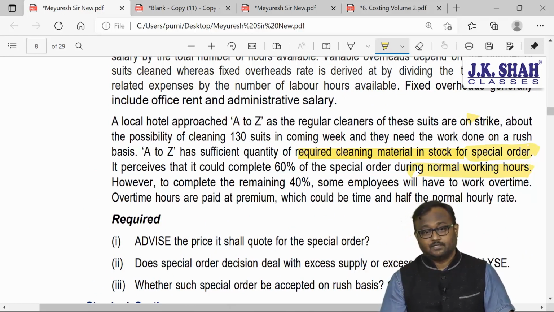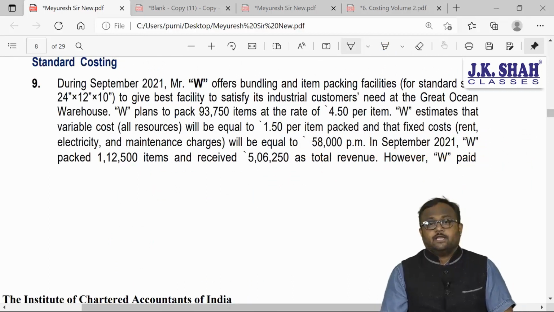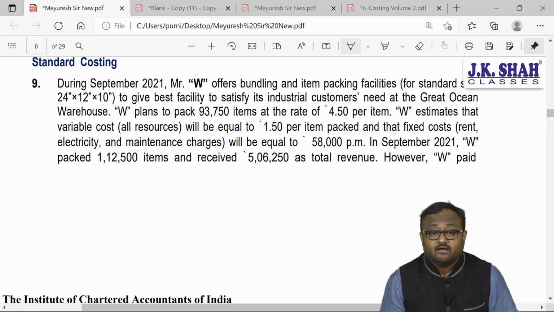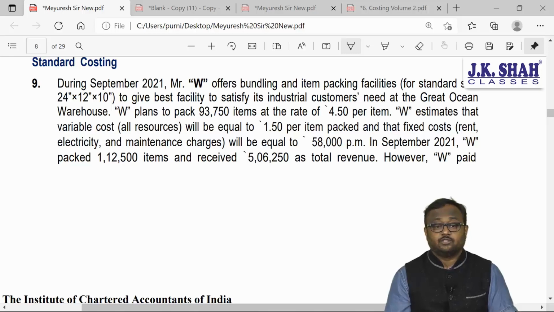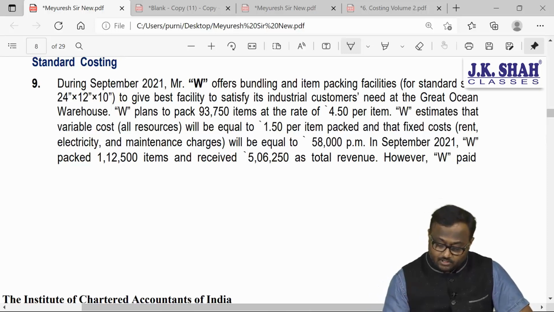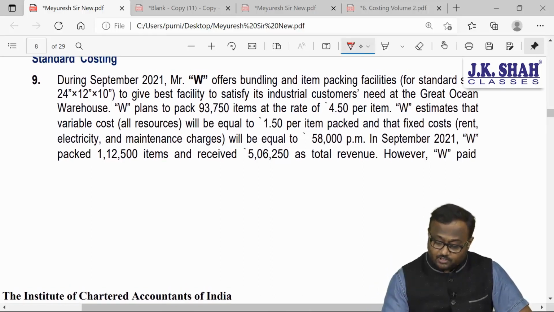Next one is question number 9. During September 2021, Mr. W offers bundling and item packing facilities for standard size of 24 inches by 12 inches by 10 inches to satisfy the customer's need at Great Ocean Warehouse. W plans a pack of 93,750 items at a rate of 4.50 per item. So this is my budgeted quantity.